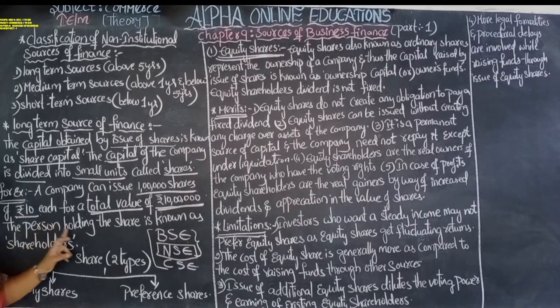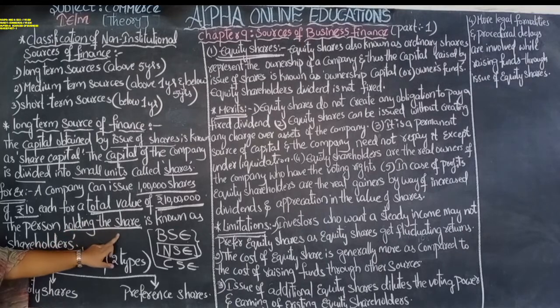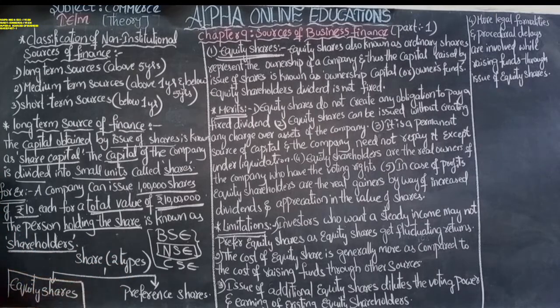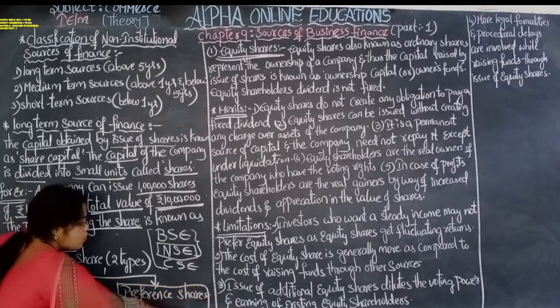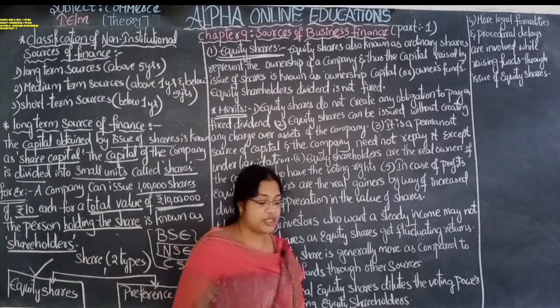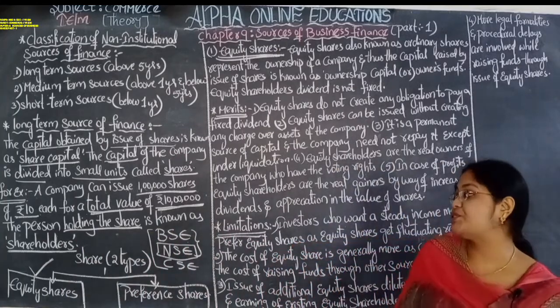When we are holding the share, holding means pattukunnam, when any person holds a share, that person is known as a shareholder. We have two types of shares. One is equity shares and the other is preference shares. Now in this session we are going to discuss equity shares with their merits and demerits or limitations, that is, the advantages and disadvantages of equity shares.